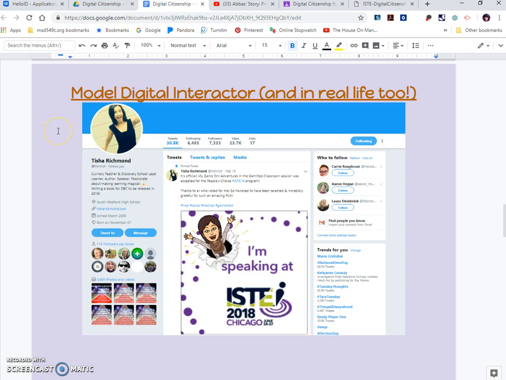She was formerly a culinary arts teacher here at South, and she was also named our Golden Pear Teacher of the Year last year. And she now works at the district office as a tech integration specialist. And she is an example of a model digital interactor. She, in person, is a kind, empathetic, amazing human being, and she's the exact same way online.